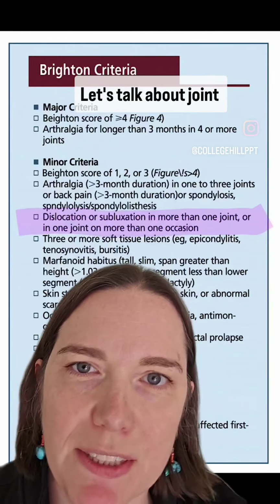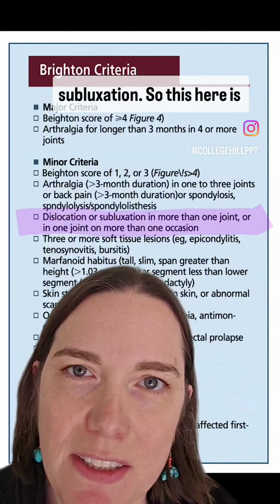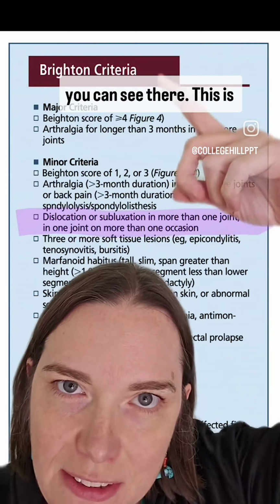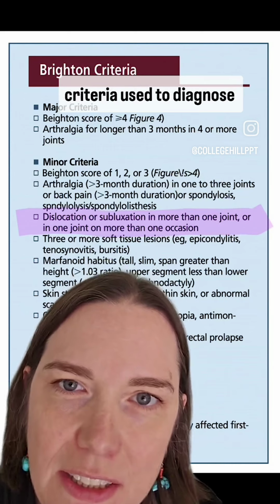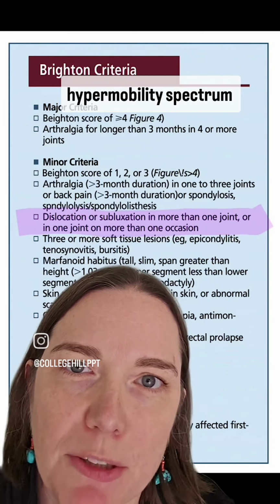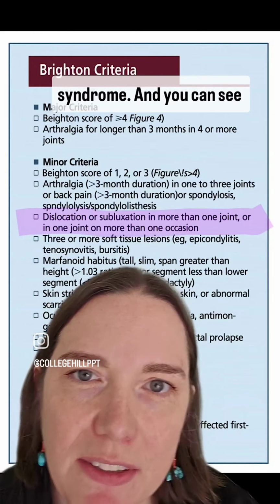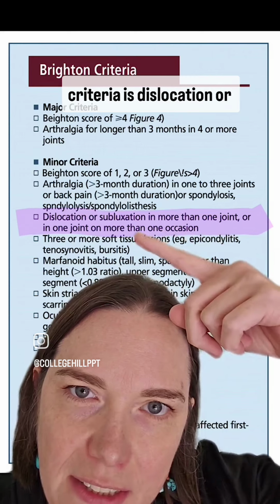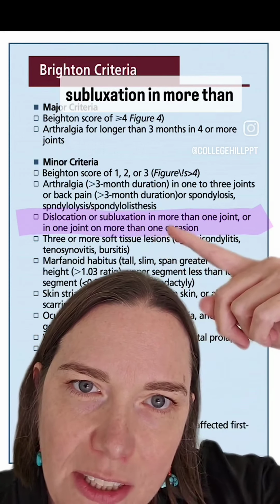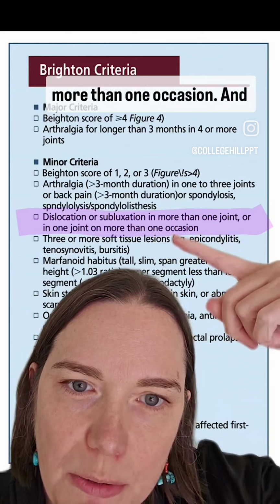Let's talk about joint subluxation. So this here is the Brighton criteria, which you can see there. This is criteria used to diagnose hypermobility spectrum disorder and hypermobile Ehlers-Danlos syndrome. And you can see here one of the minor criteria is dislocation or subluxation in more than one joint, or in one joint on more than one occasion.